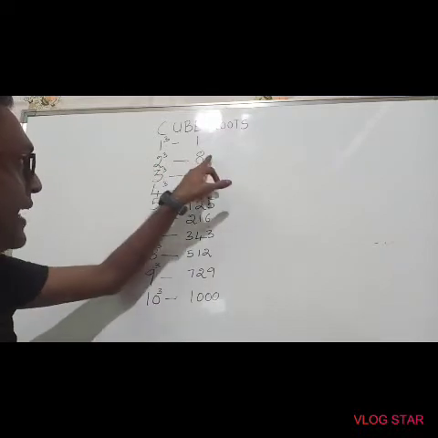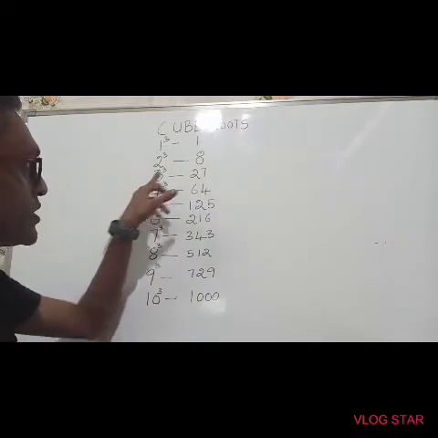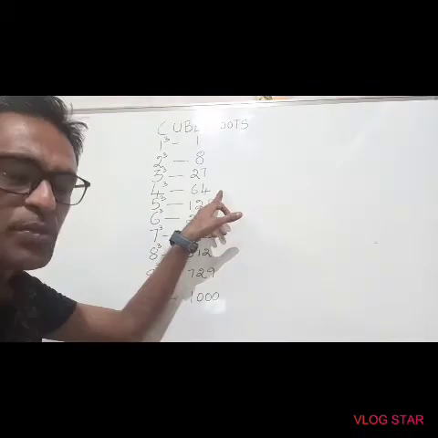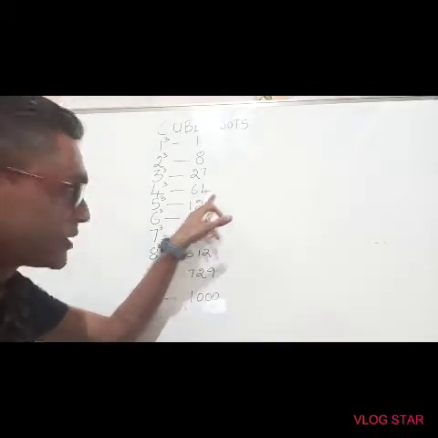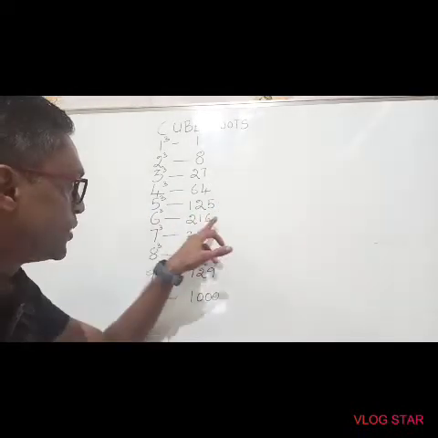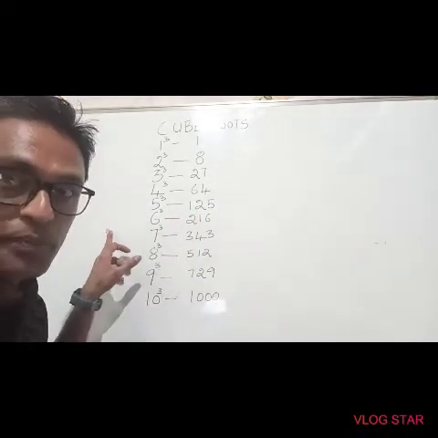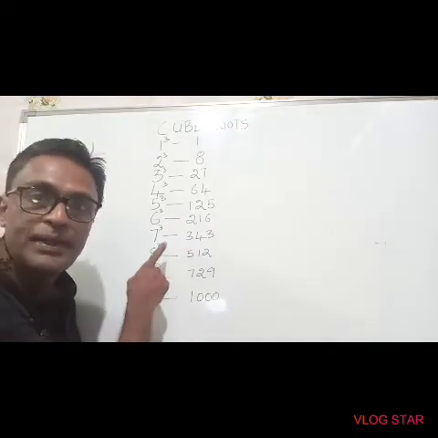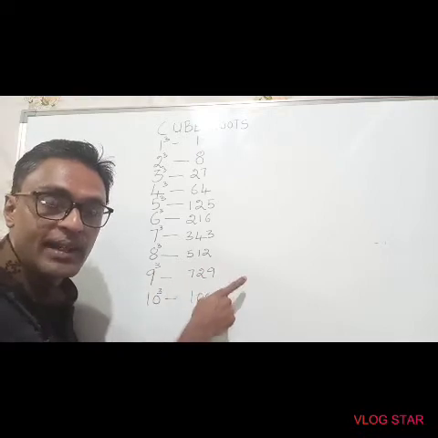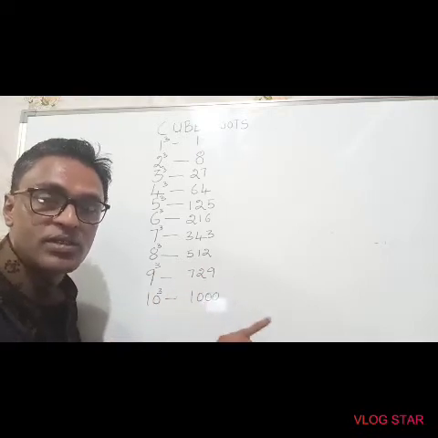2 cube is 8. 3 cube is 27. 4 cube is 64. You have to memorize this. Spend 2 to 3 minutes memorizing the numbers. 5 cube is 125. 6 cube is 216. 7 cube is 343. 8 cube is 512. 9 cube is 729. And 10 cube is 1000.